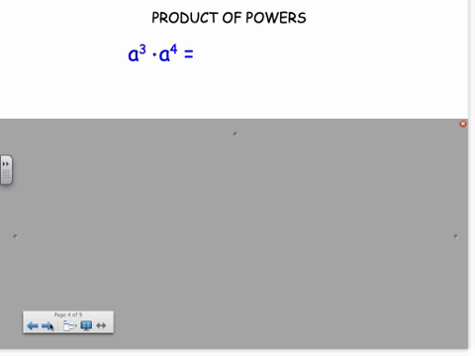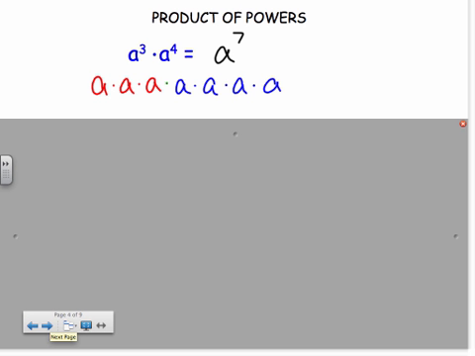Well, I could expand both those out. If you look at a to the third, that's the same thing as a times a times a. And if you notice, we have multiplication in between the a to the third and a to the fourth. And a to the fourth is expanded out as a times a times a times a. So essentially, I'm taking a times itself 7 times for an answer of a to the 7th.